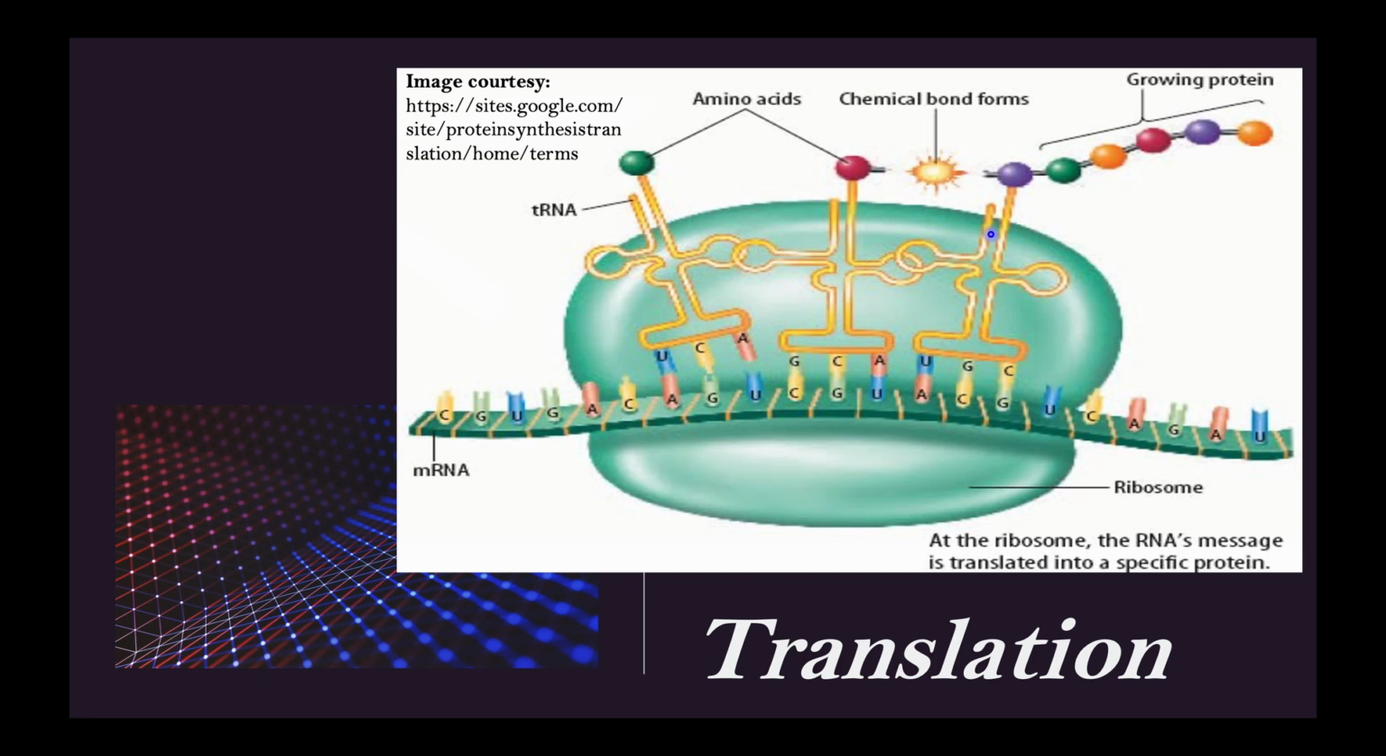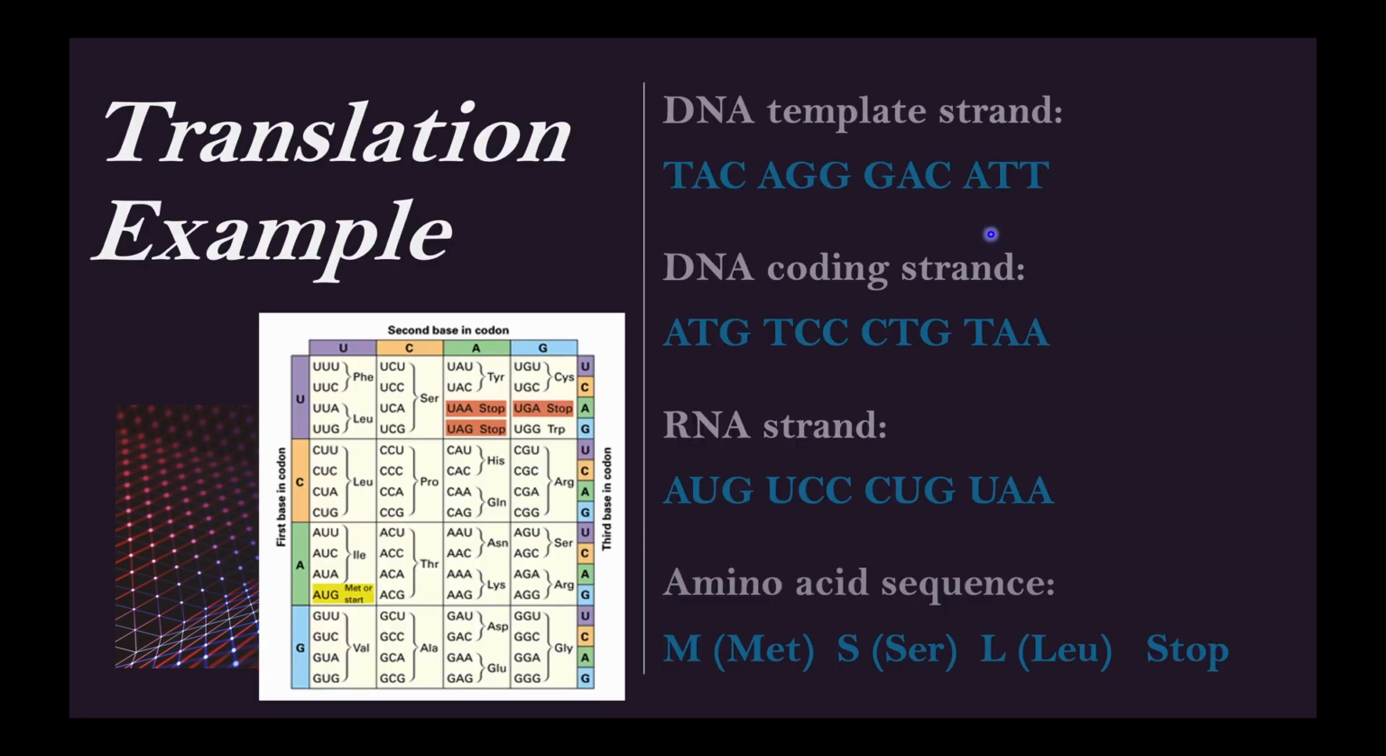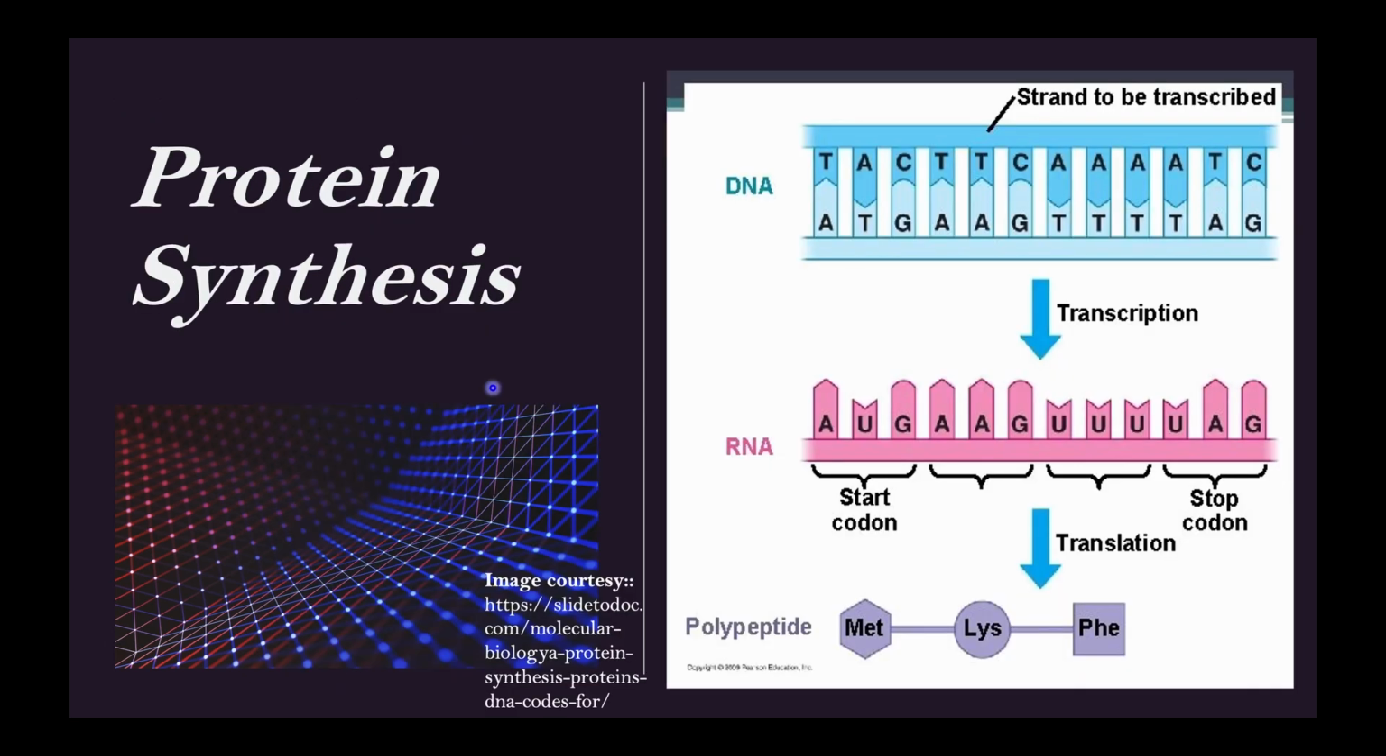Let's now revisit our earlier example. So our mRNA strand has this sequence. Following the codon chart, we can see that AUG over here is methionine, UCC is serine, CUG is over here, leucine, and UAA is the stop codon.